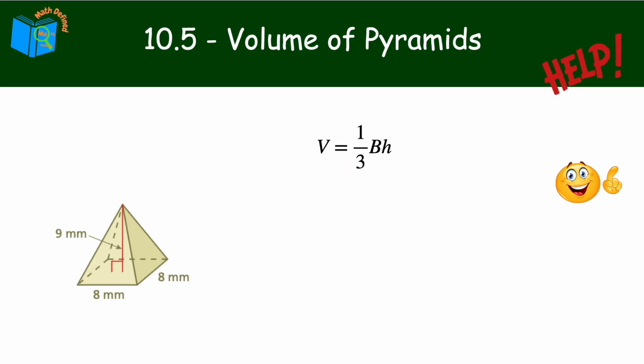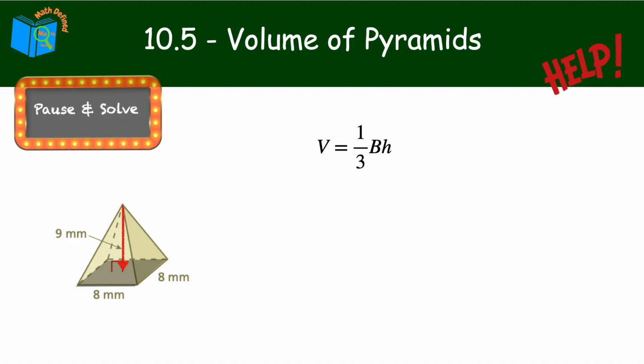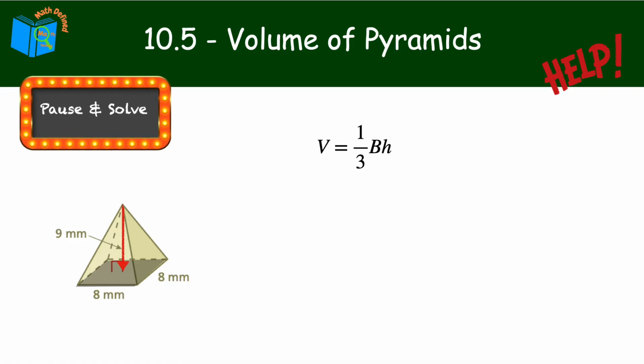Take a look at this pyramid. Identify the base, then find the height of the pyramid. Remember, the height goes straight down from the top of the pyramid or its apex to the base, not along the slanted edge. Go ahead, pause and solve this one on your own.